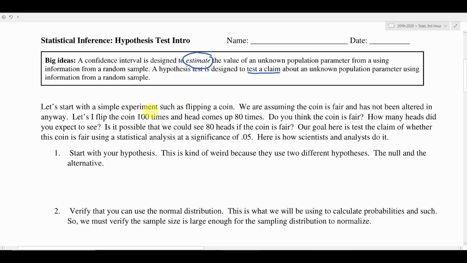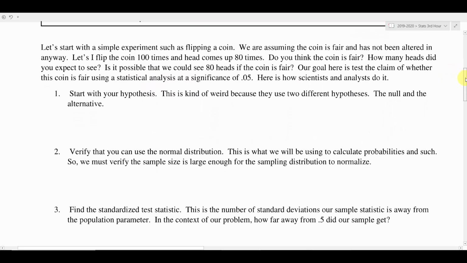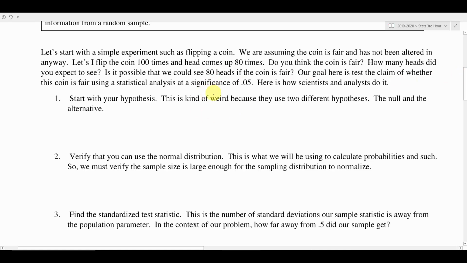We're going to introduce that and talk about it here, probably with the simplest of experiments. We'll start with something very simple, and then take a look at a few other types of experiments or claims that we can test. So we're going to start with the experiment of flipping a coin. I have this coin. We're assuming that the coin is fair and has not been altered in any way. Then I flip the coin 100 times, and I see 80 heads come up.